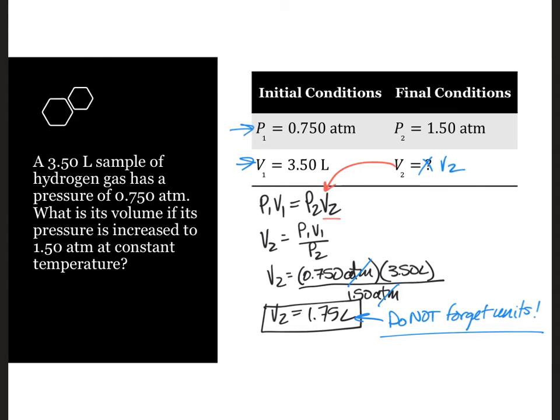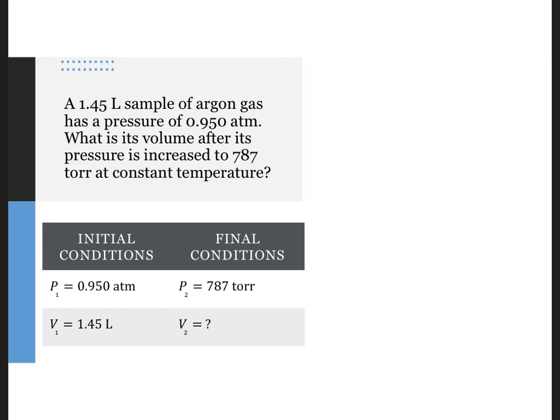Now ask yourself, at the end of every question, does this result make sense given what I know about the concept? In this case, because we know Boyle's law is an inverse relationship, if we double the pressure, we expect the volume to decrease by half. 1.75 liters is indeed half the volume of 3.50 liters, so it looks like our algebra checks out. Here's one for you to try.